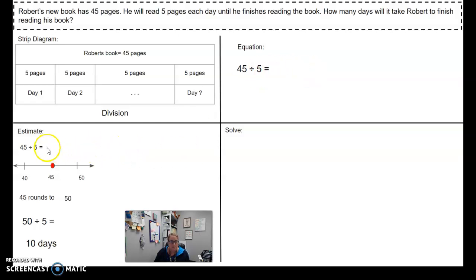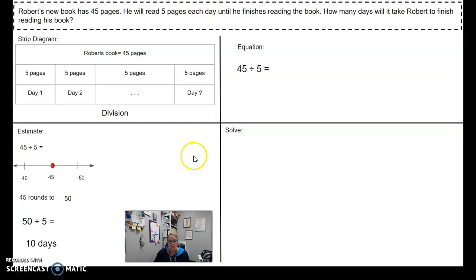For our estimate, we again used rounding as our form of estimation. So I know that 45 is close to 50. I left 5 there. And then 50 divided by 5, if I just count by 5s, 5, 10, 15, 20, 25, 30, 35, 40, 45, 50, that gets me up to 10. So I think it's going to be somewhere around 10 days.